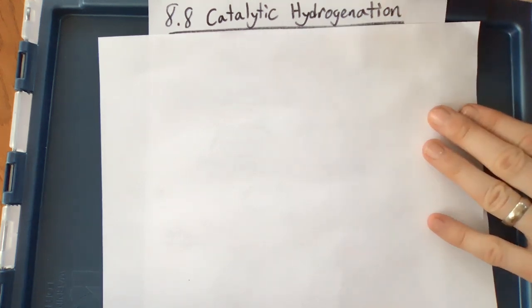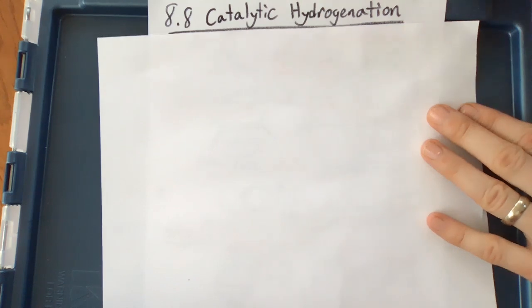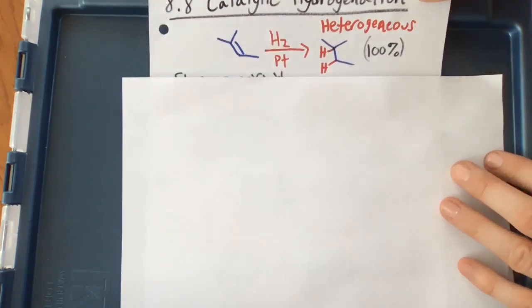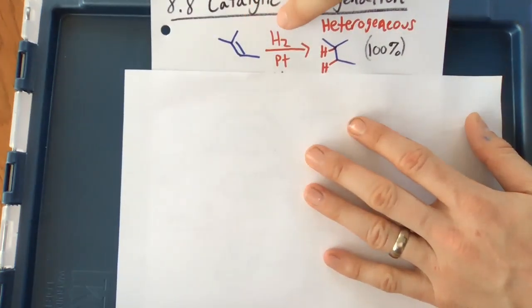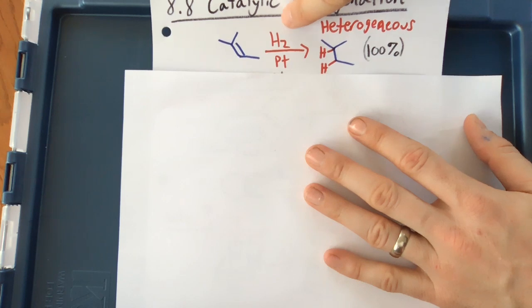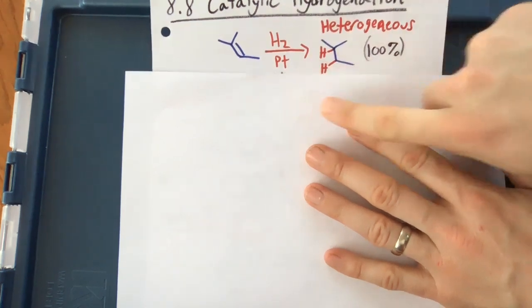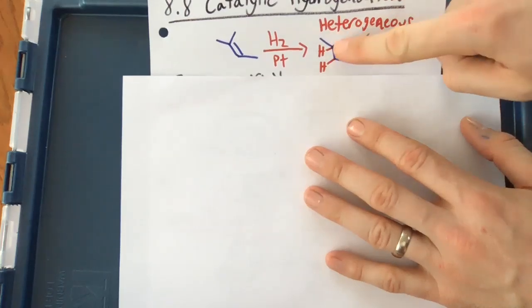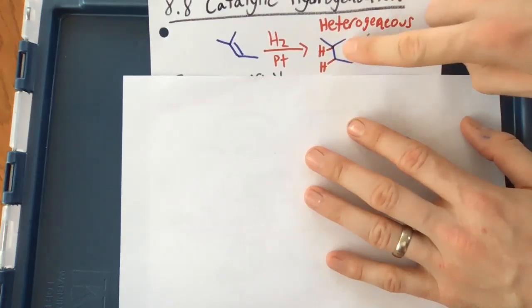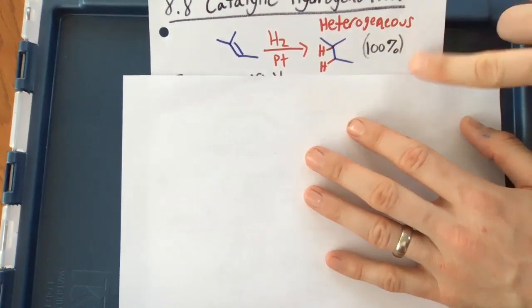What we mean by that is the addition of two hydrogen atoms across the C=C double bond, as shown here. In this reaction, if you have an alkene under hydrogen gas pressure in the presence of platinum metal, you can fully reduce, or add hydrogens to, the C=C double bond in 100% yield.